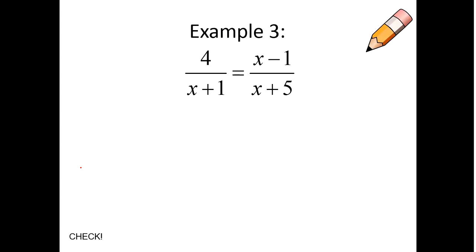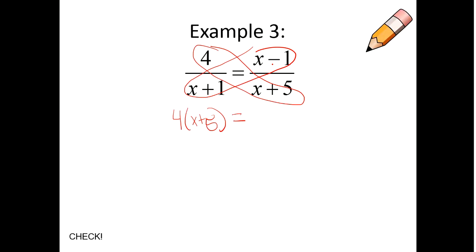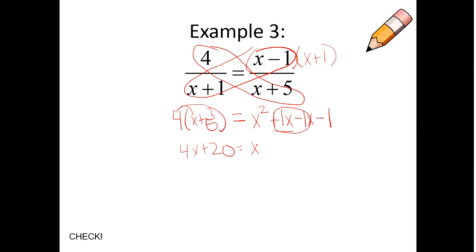Let's try the last example of the video. So I got 4 over x plus 1 equals x minus 1 over x plus 5. So, cross-multiply, of course. So I got 4 times x plus 5 equals, and then let's multiply this way. So x plus 1 times x minus 1. I'm going to write that one off to the side so I can multiply. So x squared plus 1x minus 1x minus 1, right? Simplification, distribute, all that fun stuff. So I got 4x plus 20 over here equals x squared. This is going to cancel off because I have 1x minus 1x. Just minus 1 over there.